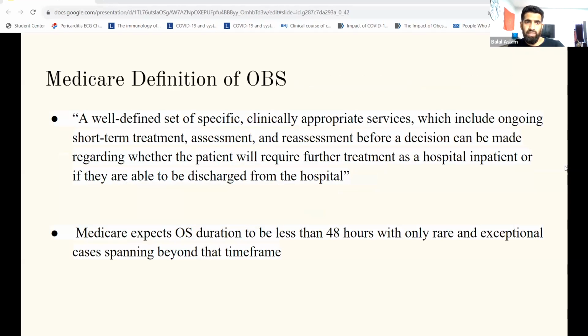Medicare defines OBS as a well-defined set of specific clinically appropriate services for the short-term treatment and assessment of patients to decide whether they need to be admitted or they can be discharged home. Medicare expects OBS to be around 48 hours or less, and only few cases should span beyond that time frame. A lot of private insurers are also using similar language.